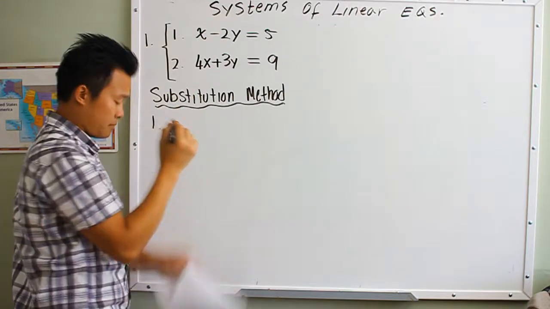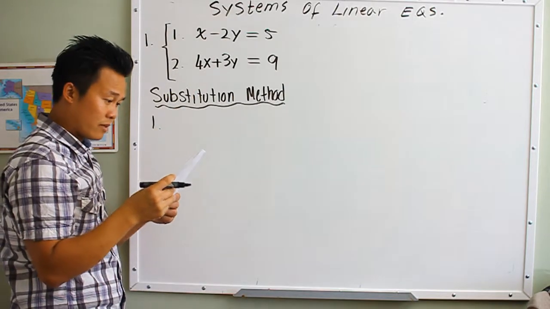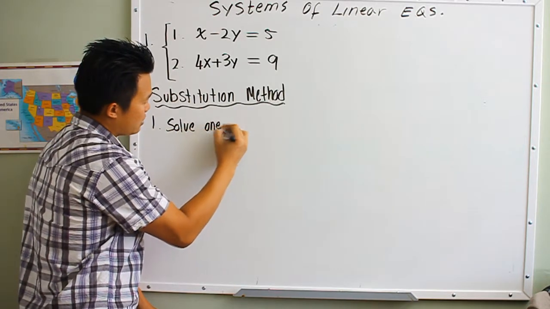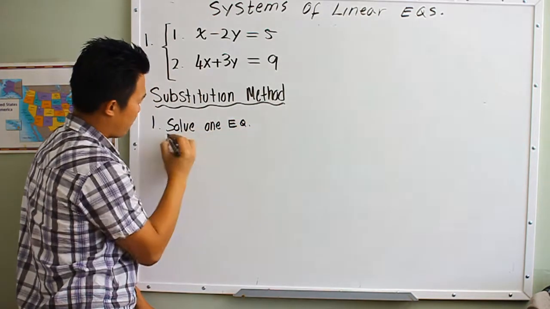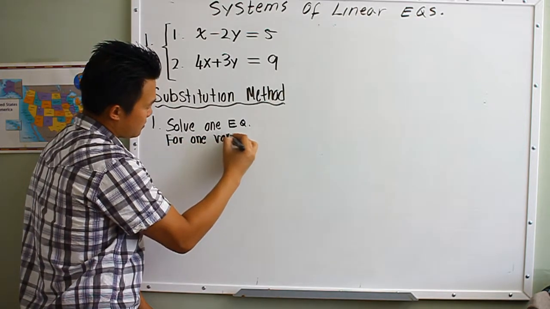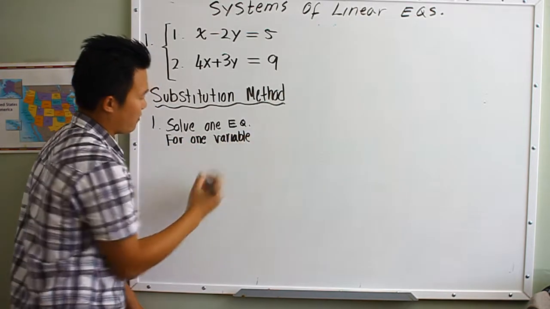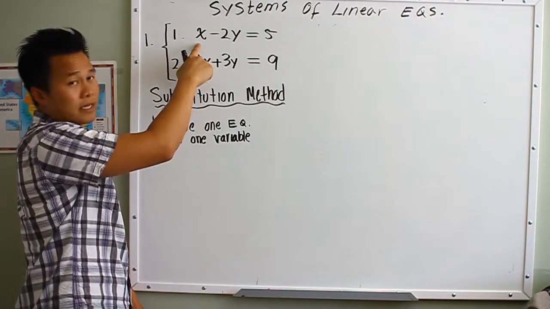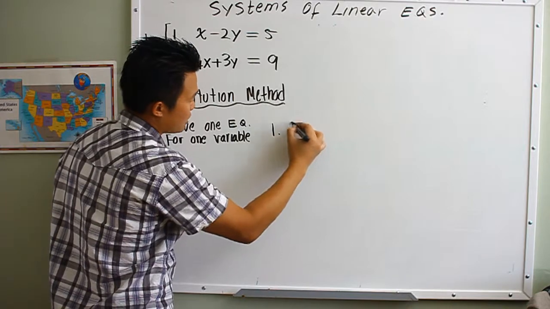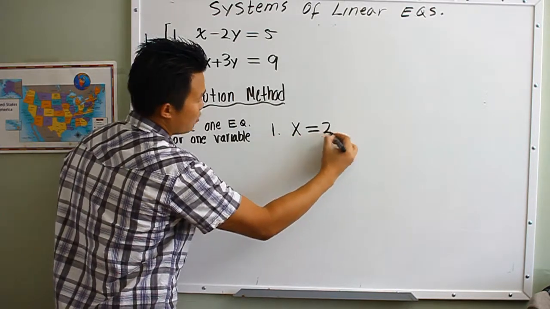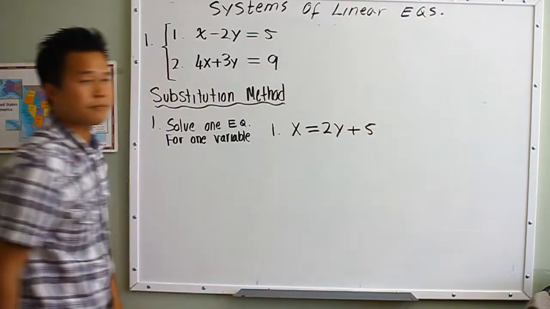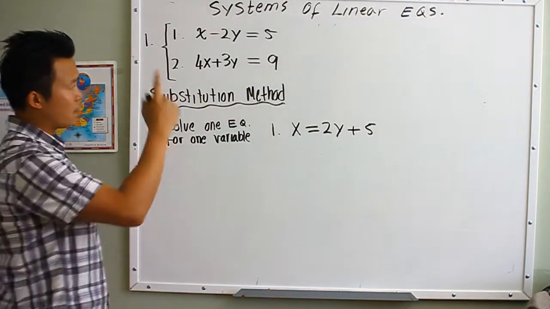Okay, so let me write down the instructions so that you have it. Solve one equation for one of the variables. So if I solve for x, add 2y to both sides, the first equation is going to look like this. If you add 2y to both sides, then you get x is equal to 2y plus 5. All right, so that's the first thing you do.